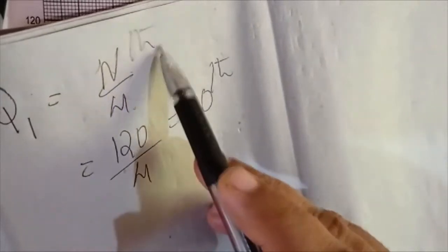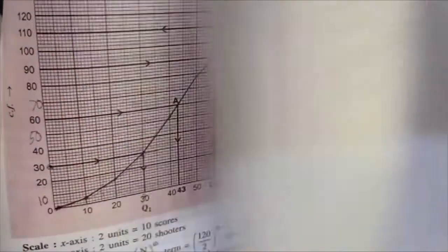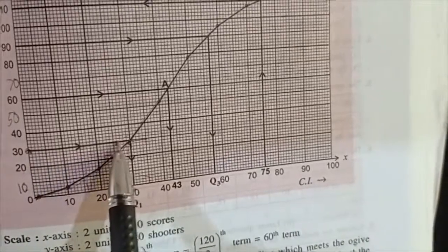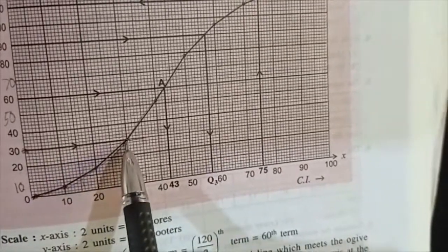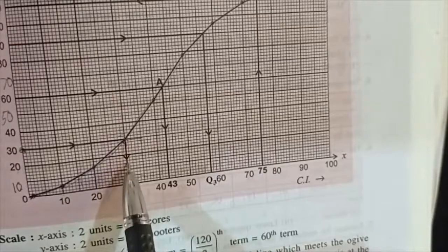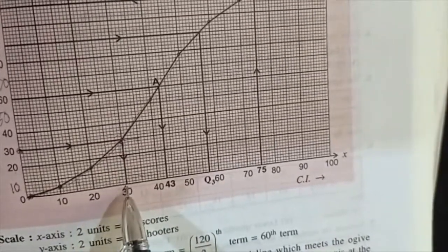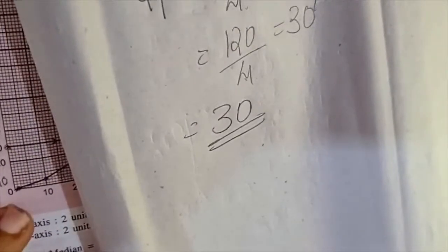Now, our question is Q1. What does Q1 mean? Q1 means n by 4th item. 120 by 4 is 30. On the y-axis, mark 30. Then draw a horizontal line that will meet the ogive at a particular point. From that, draw the vertical line that will meet the x-axis at the point 30. Therefore, the answer is also 30 here. Q1 is 30. Check the answer.